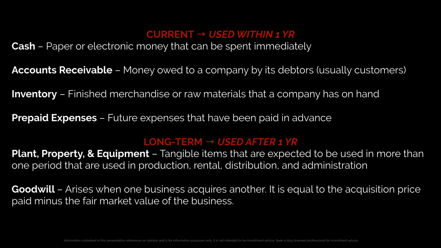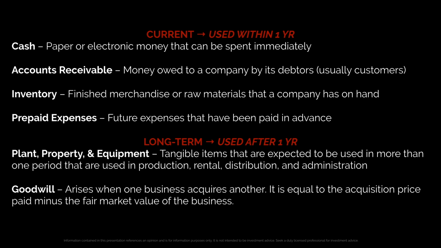So now long-term assets are plant, property, and equipment, which are, again, very straightforward. The plants, your property, and your equipment. These are the items that are expected to be used over a very long time and are used in production, rental, distribution, and administration of your business. So again, this could be the machines that make iPhones, this could be the factories, this could be Apple's new spaceship headquarters. This is all plant, property, and equipment that will go there.